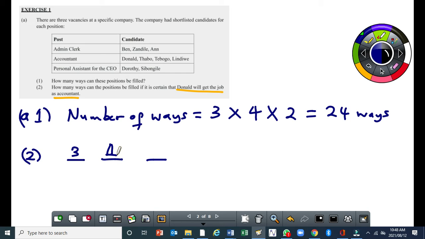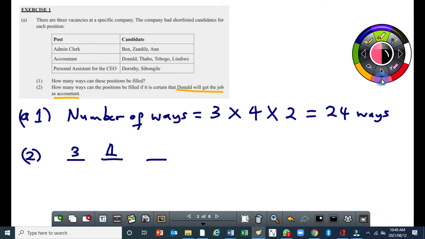Can you tell me how to get to one? It's the one, because the question says it is certain that Donald will get the job as an accountant, which means only one person can be an accountant, and that's Donald. The other 3 cannot qualify.